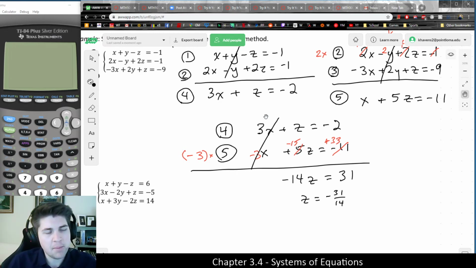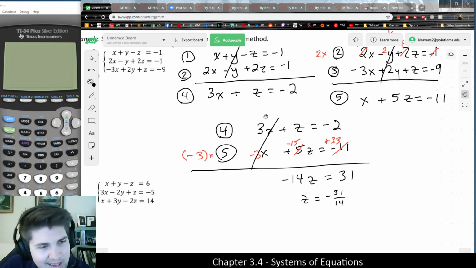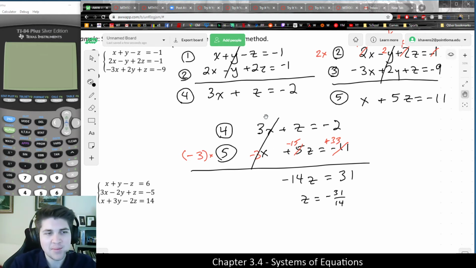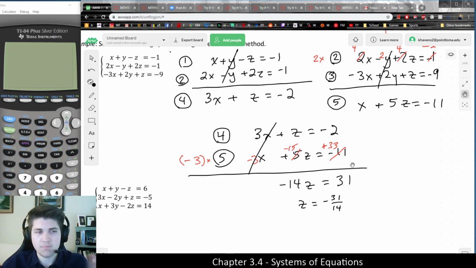And as I said, sometimes the answers to our systems will not be pretty. Most of the time in the homework, they're going to make them so that you're not going to get these horrible fractional answers. But sometimes that's how life is. Sometimes the answers are not nice whole numbers. And even though I see a fraction, my initial thought might be, did I do something wrong? But in this example, I did this on purpose because sometimes it will happen.